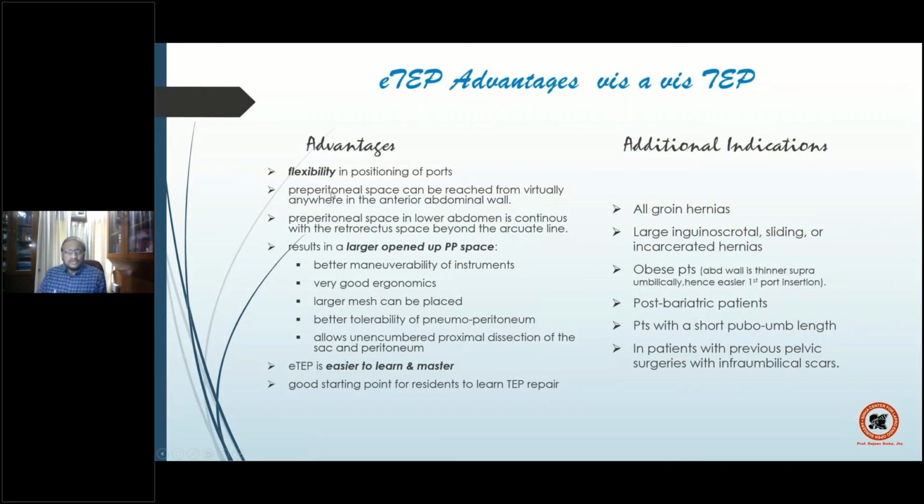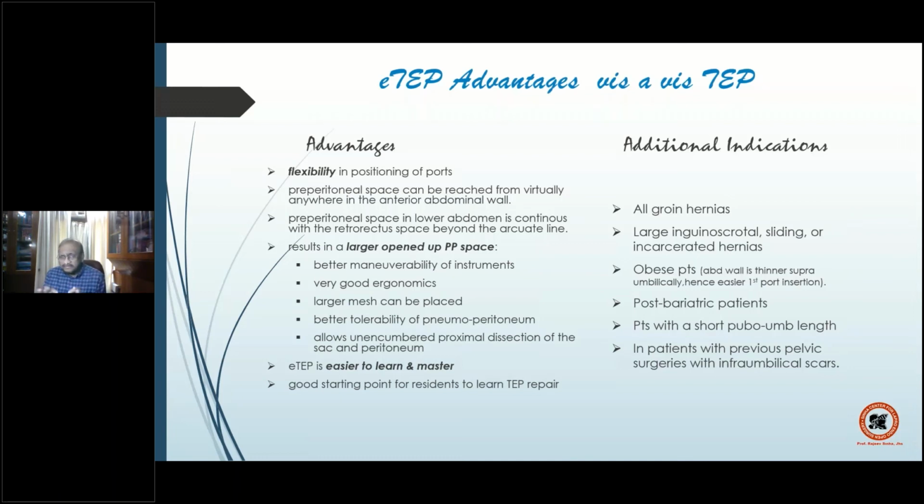Now, seeing this picture, I think the advantages will be very evident. Seeing this short video, the advantages of the eTEP approach are, number one, the flexibility in positioning of all three ports. Number two, the preperitoneal space and lower abdominal wall becomes so huge, resulting in a very large opened-up preperitoneal space, and that gives better maneuverability of the instruments, very good ergonomics. Larger mesh can be placed, and there is better tolerability of pneumoperitoneum.